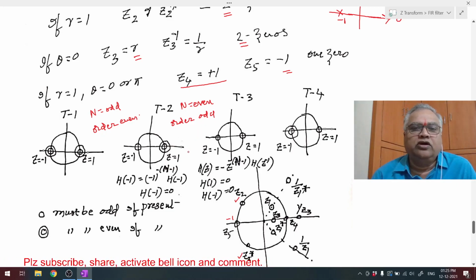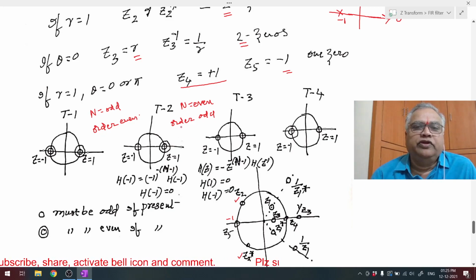So when order is odd, total number of zeros will be odd only. That's why if this is even, cancel. So there is one circle, must be odd. Like that T3, T4 you can understand.